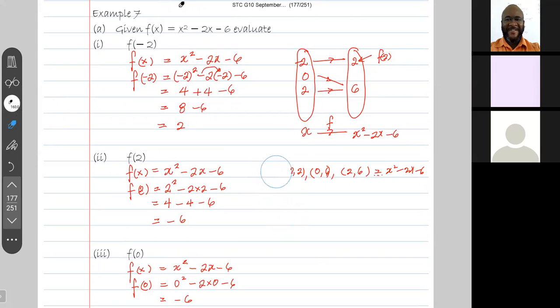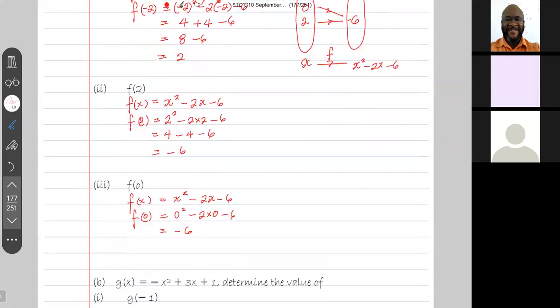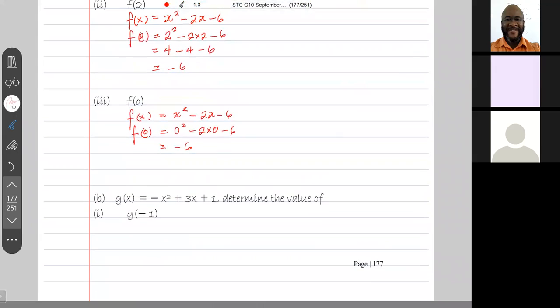The values that you get for f of x are the codomain values. So f of 2 is equal to minus 6. What that is saying is 2 in the domain is mapped to 6. It's actually not 6, it's minus 6. It is mapped to minus 6 in the codomain. That is what it is saying. Let's have a look at B.